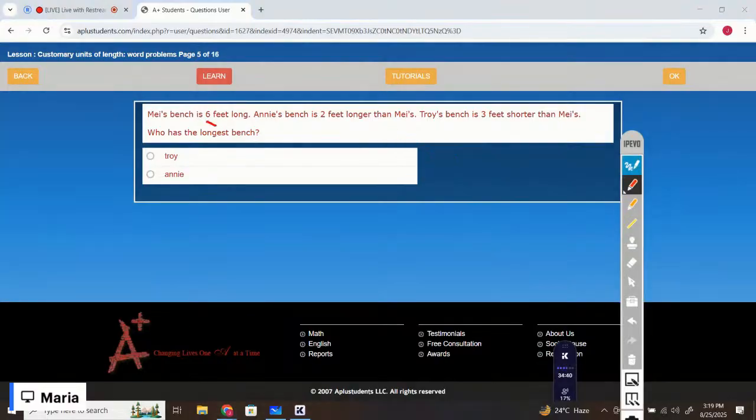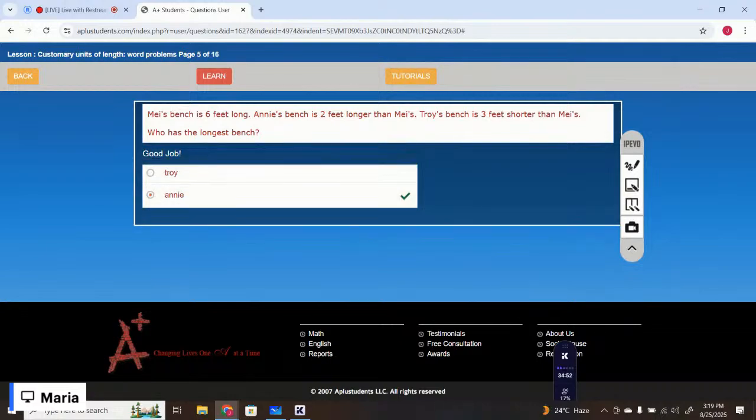Okay, 6 feet long. Annie's bench is 2 feet longer than May's, and Troy's bench is shorter. So the longest is Annie's, and two is the correct option.